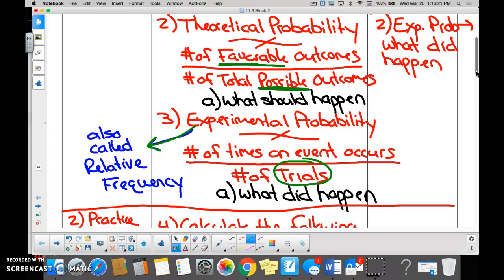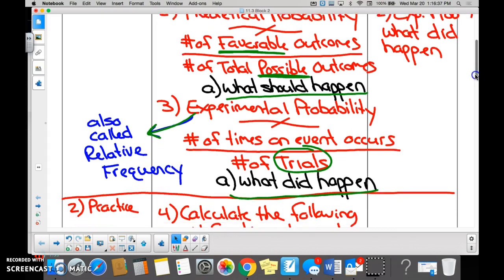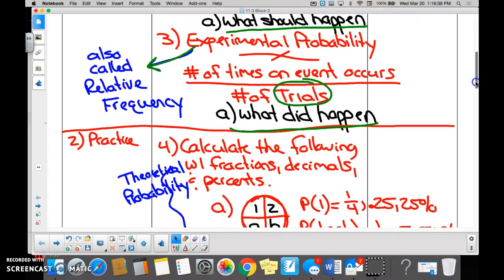Relative frequency. What is the relative frequency of something happening? And then the last thing is our official definition: theoretical probability is what should happen. Experimental probability is what did happen? So in order for experimental probability to exist, you have to do something, right?